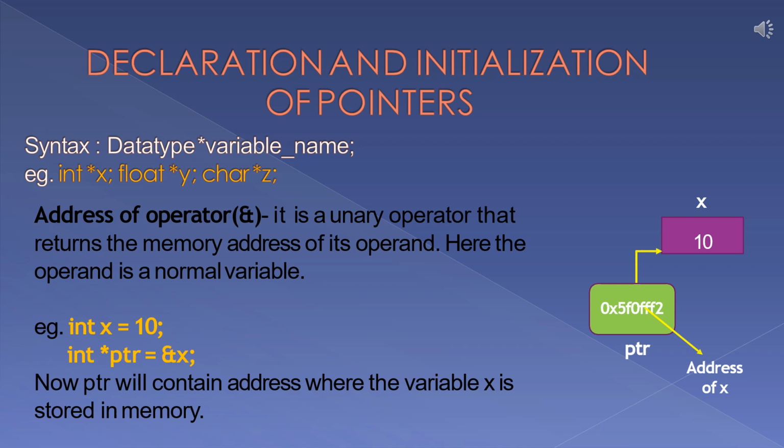Star is called the indirection operator. You also have the address operator ampersand, which gives you the memory address of that particular operand. For assigning, you use int star ptr equal to ampersand x. The address of x is stored into the pointer ptr. In the figure, you can see the address of x is being assigned to ptr.